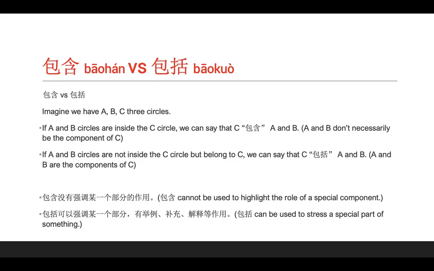So as I listed here, 包含 cannot be used to highlight the role of a special component, and 包括 can be used to stress a special part of something. So these are the two major differences between these words. I know it might still be difficult for you to understand the differences between all these words, so we are going to do some exercises.